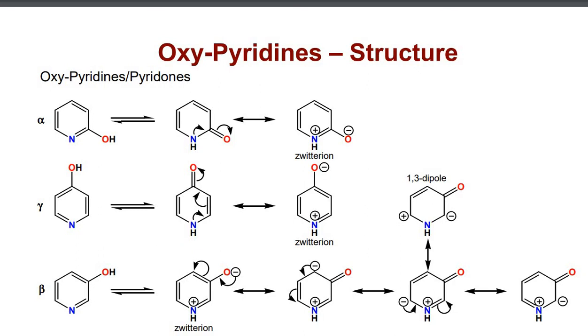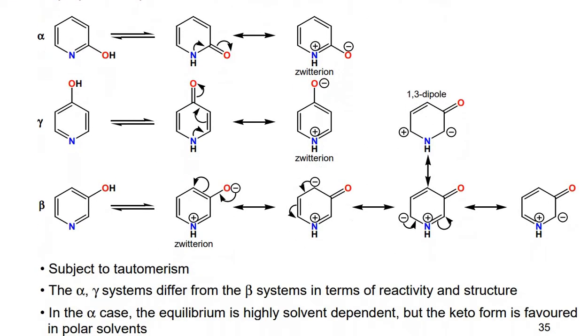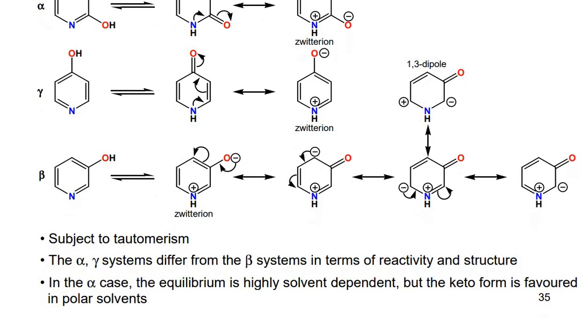Now look at the oxypyridine structure. Zwitterions, and they are subject to tautomerism. The alpha and gamma systems differ from the beta system in terms of reactivity and structure. In the alpha case, the equilibrium is highly solvent dependent, but the keto form is favorable in polar solvent.